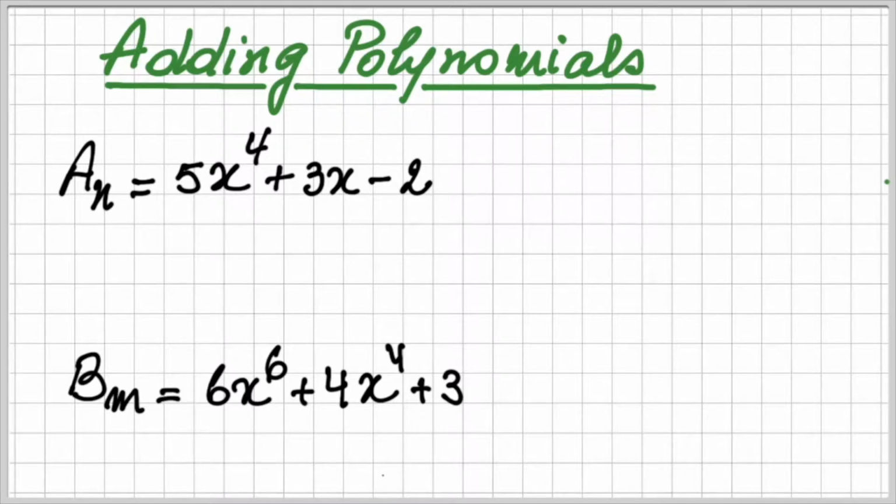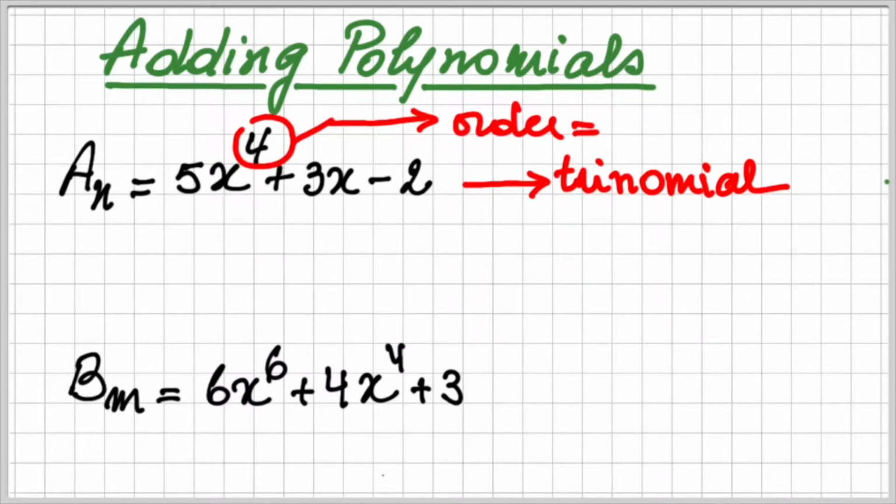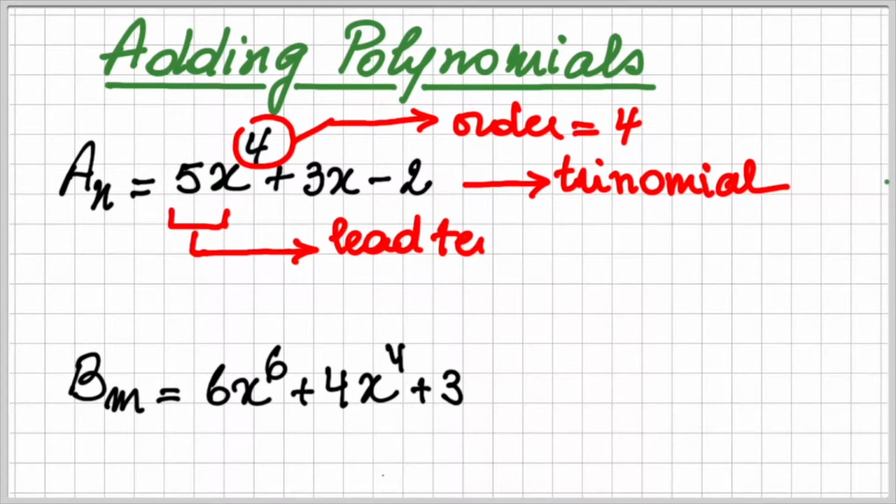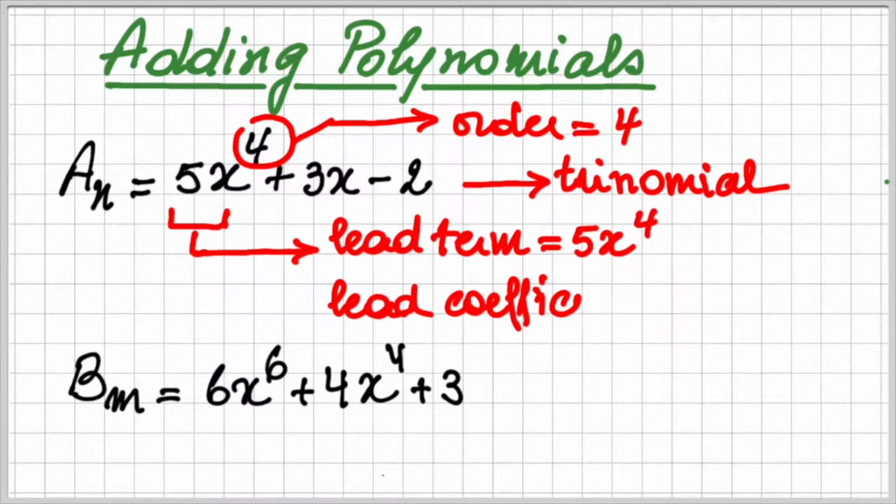When we look at those two polynomials, we find that a index n is a trinomial of the fourth order. We have a term in x to the power 4. 5x to the power 4 is the lead term, and 5 is the lead coefficient.